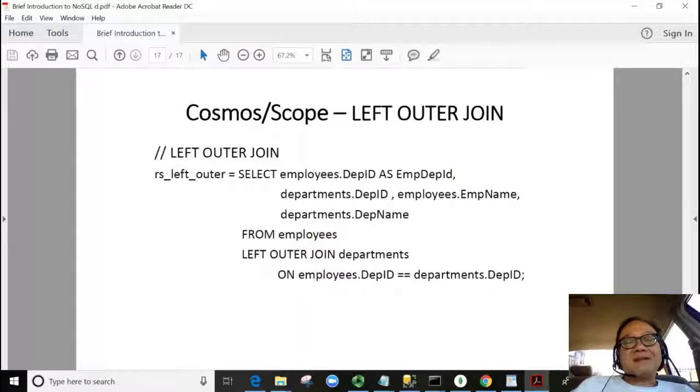We can see the SQL commands for NoSQL are just like the standard SQL with some very minor variations. This concludes our brief introduction to NoSQL.